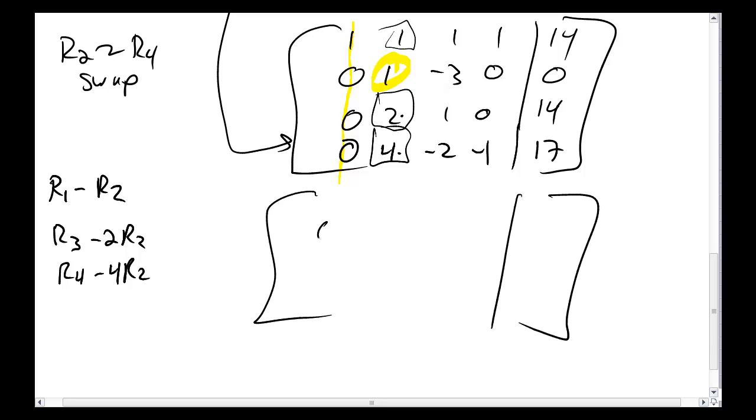I'm not changing row 2, so first thing I do is copy down row 2 exactly as it was so I don't accidentally change it. Alright. 1 minus 0 gives me 1. 1 minus 1 gives me 0. 1 minus 3, minus a negative 3. Notice the minus here. A 1 minus a negative 3 gives me 4. 1 minus 0 gives me 1. And 14 minus 0 gives me 14. So I have 1, 0, 4, 1, 14 on top.